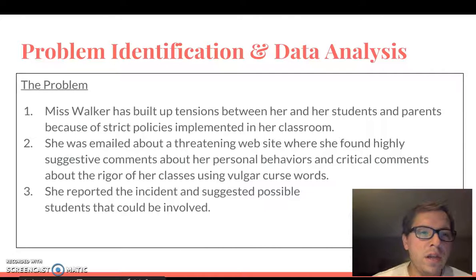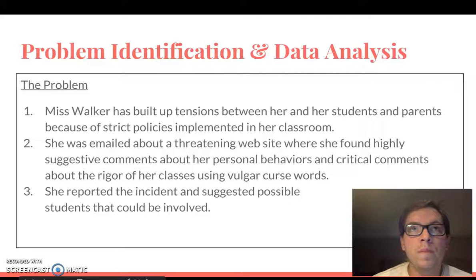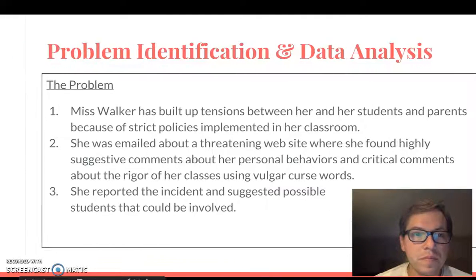We don't know yet. But she was emailed about a threatening website, and on the website, she found highly suggestive comments about her personal behaviors and critical comments about the rigor of her classes using vulgar cuss words. She then reported the incident and suggested a few students that could have been involved with creating this website and saying these harmful things.